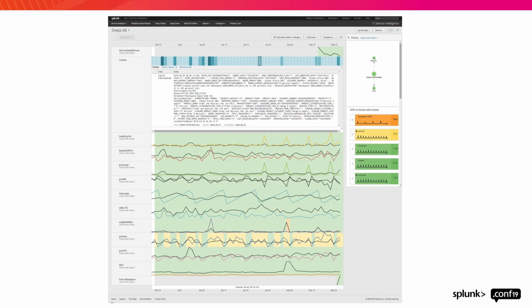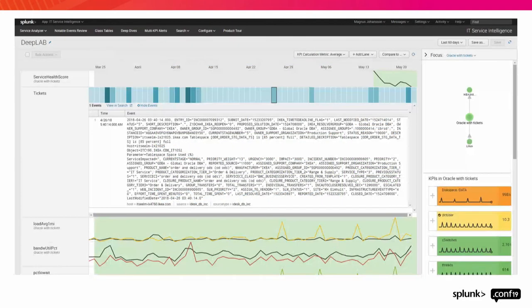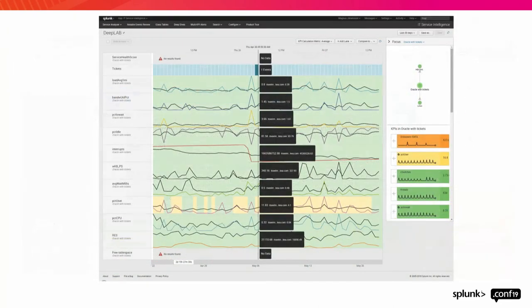And what we did in this proof of concept as well was ingest all the ticketing systems that we have. So we have a ticket here, and we can see what happened just before that ticket was created. Then you can start learning about that symptom. Maybe we can set up a multi-KPI alert or something else. So that was ITSI.